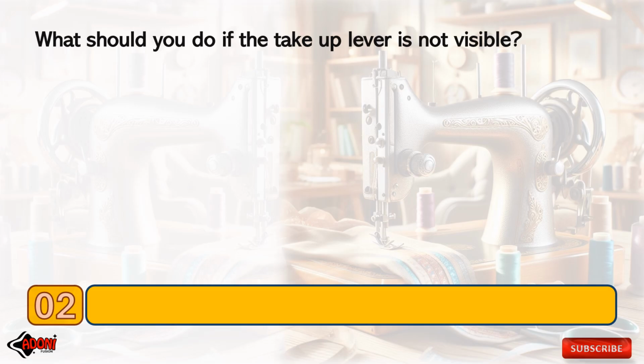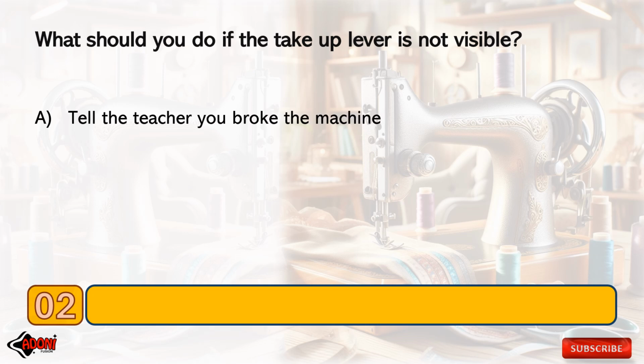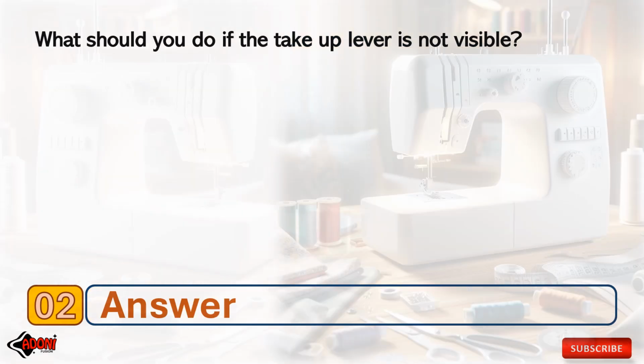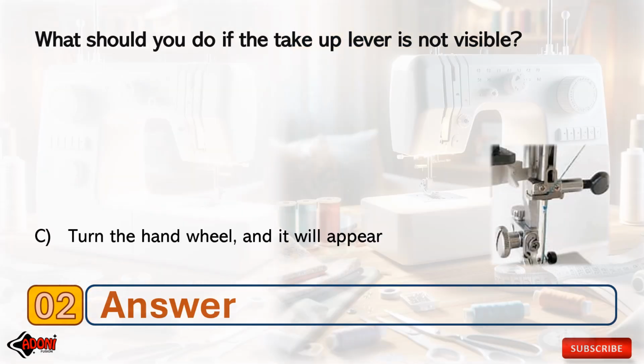What should you do if the take-up lever is not visible? Tell the teacher you broke the machine? It fell off and needs to be replaced? Turn the hand wheel and it will appear. The answer is, turn the hand wheel and it will appear.